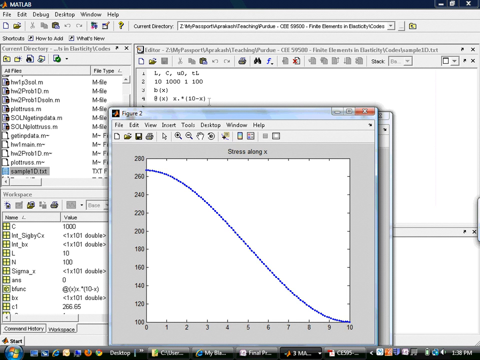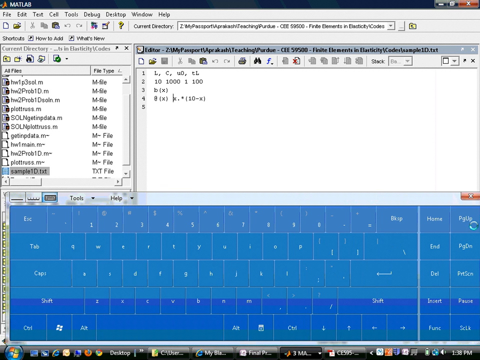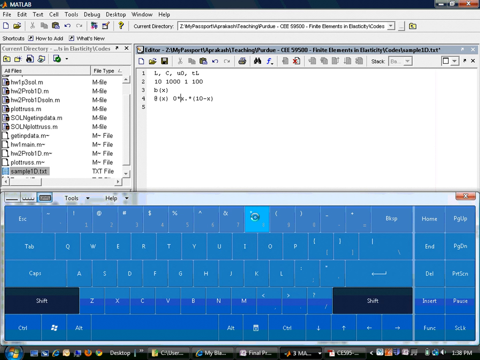Similarly, you can also try out different functions. Let's say I choose 0 multiplied with x, and I'll let the other things remain there, and let me say that traction is equal to 100, and the displacement at x equal to 0 is 1. So what is the solution to this problem?